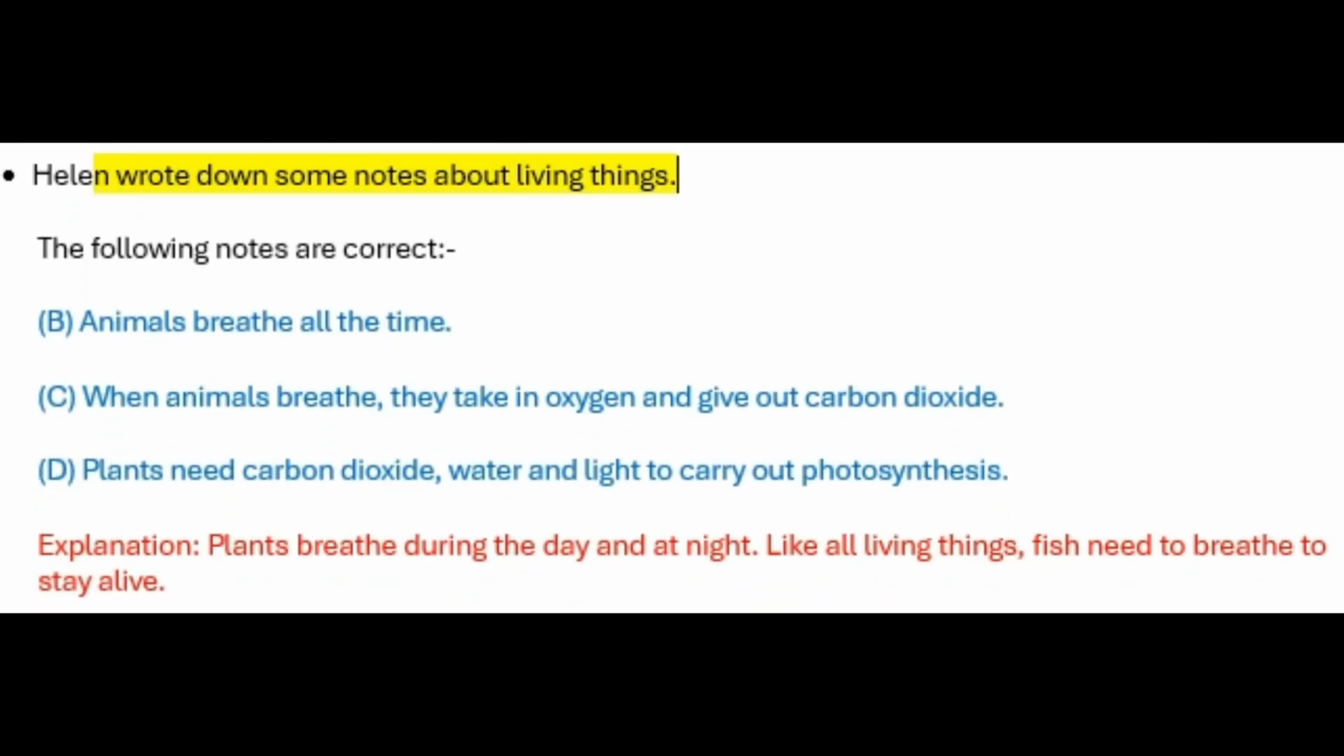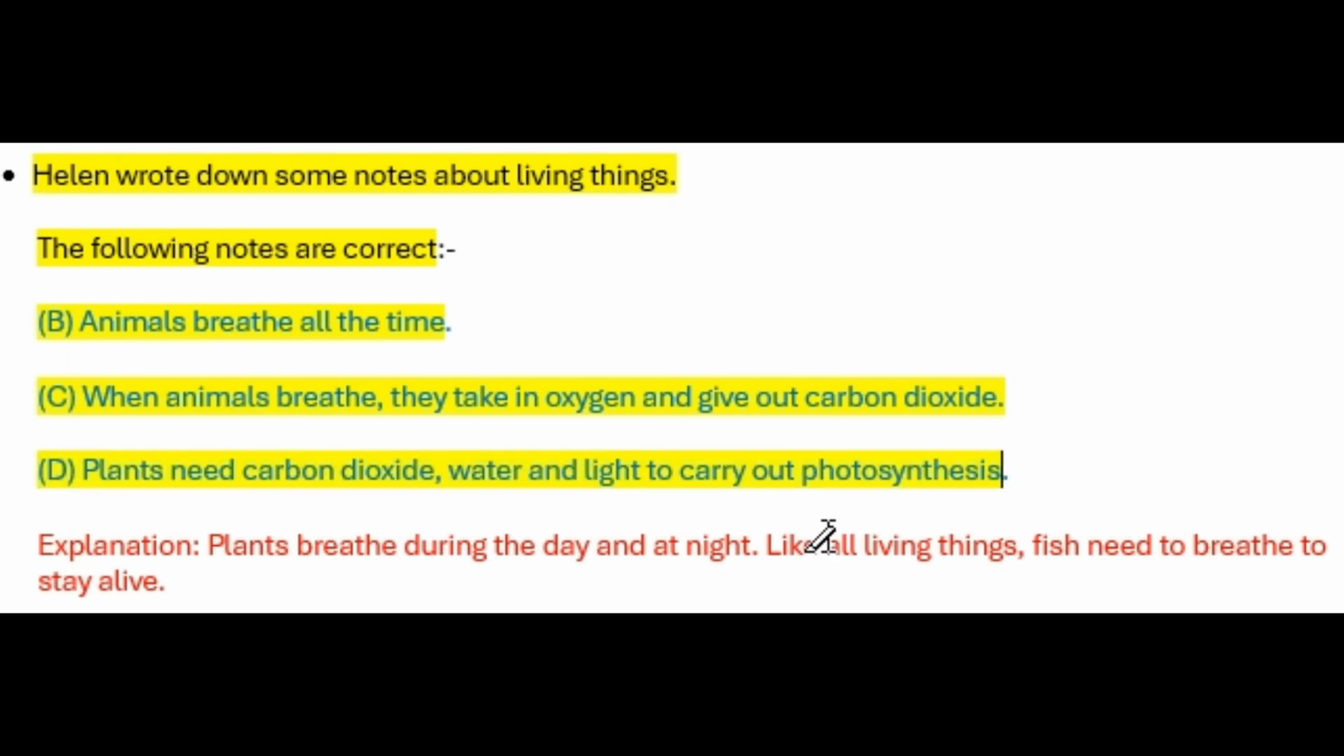Helen wrote down some notes about living things. The following notes are correct. B. Animals breathe all the time. C. When animals breathe, they take in oxygen and give out carbon dioxide. D. Plants need carbon dioxide, water, and light to carry out photosynthesis.